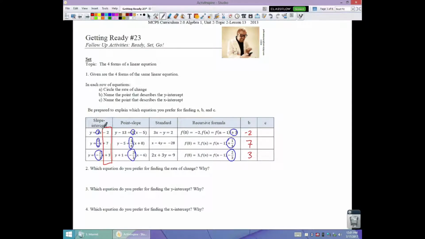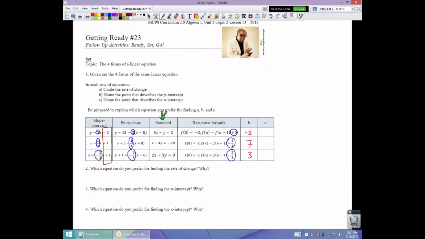And part C, name the point that describes the x-intercept. Now the x-intercept is not shown to us. It's not visible in any of these 4 forms of the equation. But the simplest way to find the x-intercept is to find an equation where we could substitute 0 for the y value. The easiest place to do that is in the standard form.